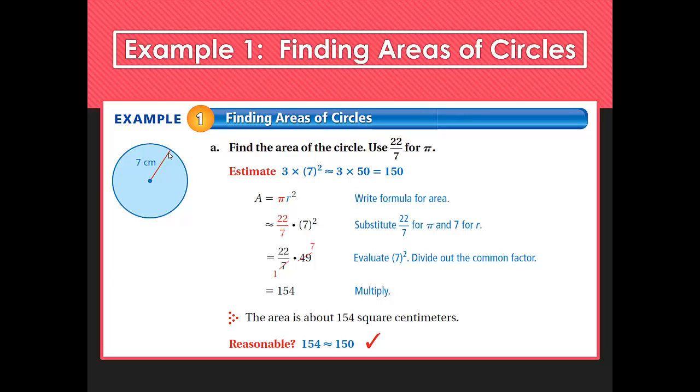7 and 49 can be simplified by dividing by 7. So 7 becomes 1, and 49 divided by 7 is 7. Now we can multiply 22 times 7, and we get 154. So the area is about 154 square centimeters. We can check to see if this is reasonable, and it is reasonable because our estimate was 150.